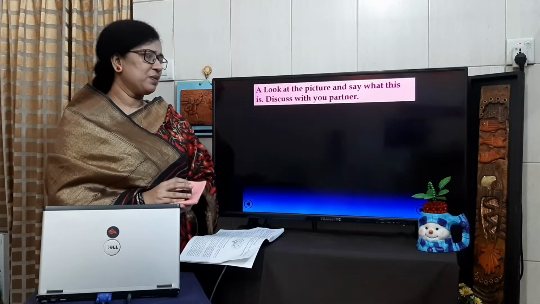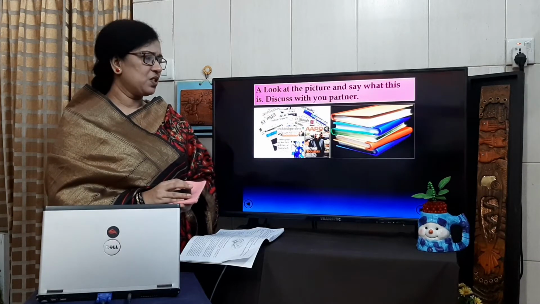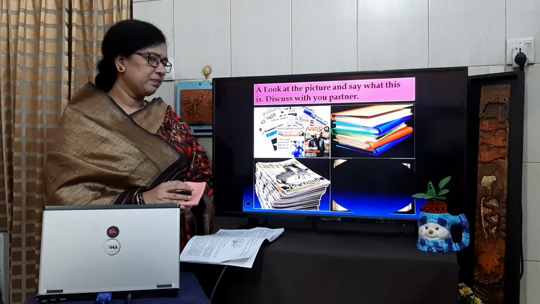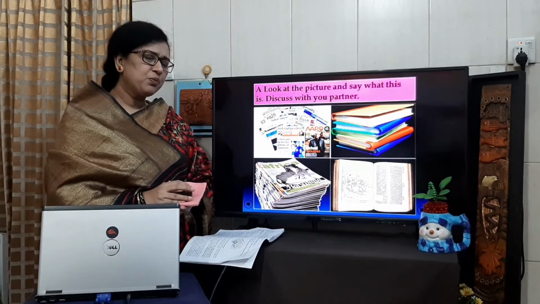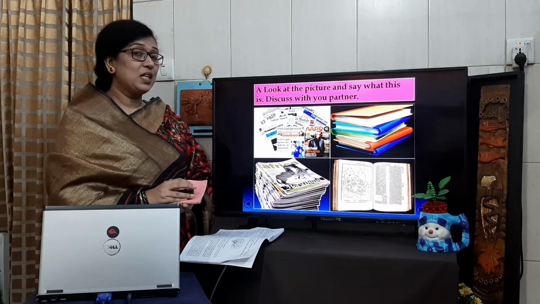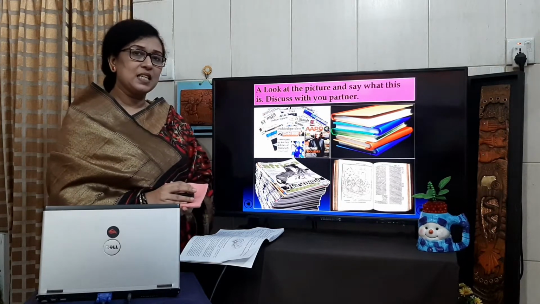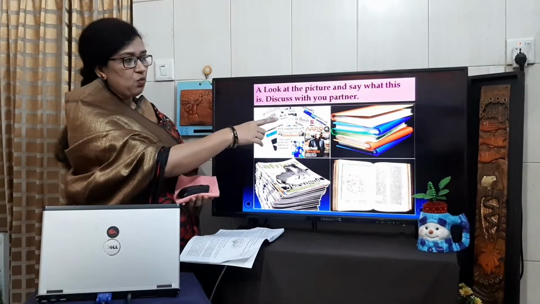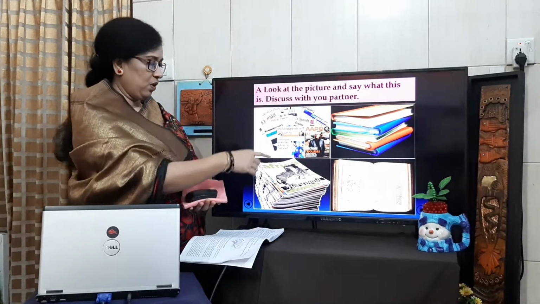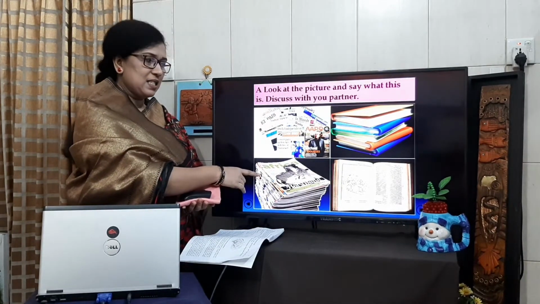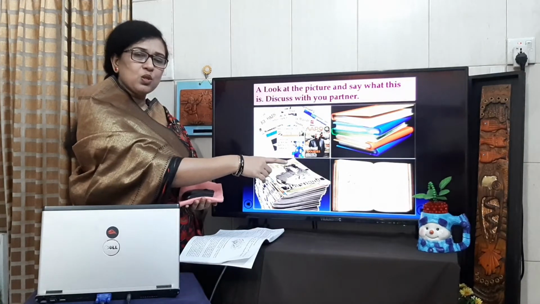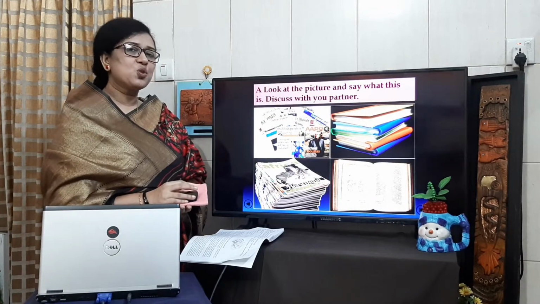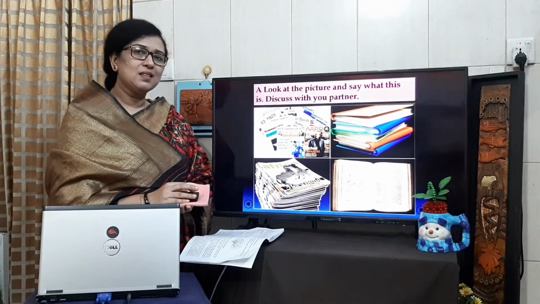Now look at this picture. There are 4 pictures, think about them. Have you ever seen these before? As a student, I think that you have seen this. The first one is newspapers. Second one, books. Next one, magazines. And the last one, also books. So they are very familiar to us because we are students and they are related to studentship.